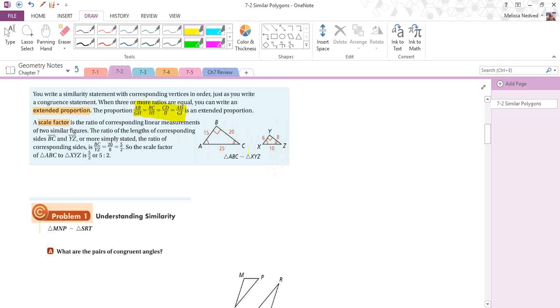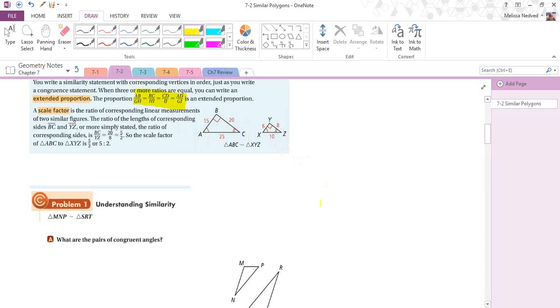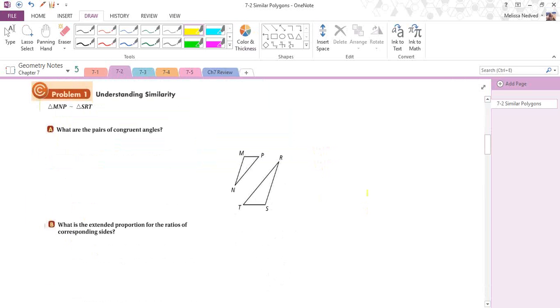So that's a lot of information. Just wanted to put that in there so you have the bulk of this section in that one little paragraph you can refer to. But let's break it down and look at all those pieces individually with some examples. We're just going to start with writing in corresponding parts order and understanding what that means. So I'm told here that triangle MNP is similar to triangle SRT. I do have a picture here, but let's at first approach this as if we didn't have a picture.